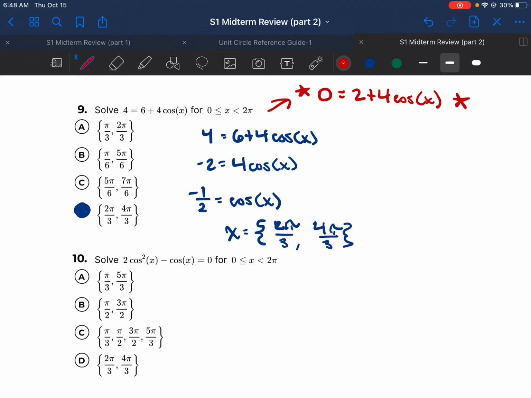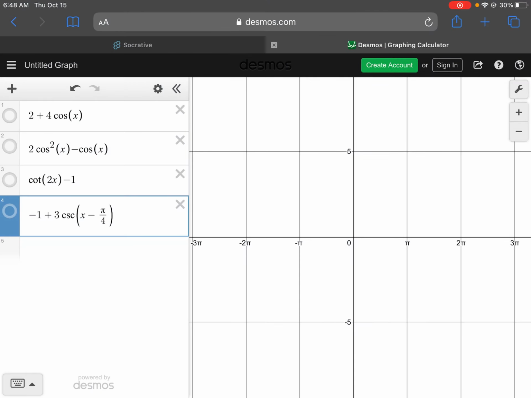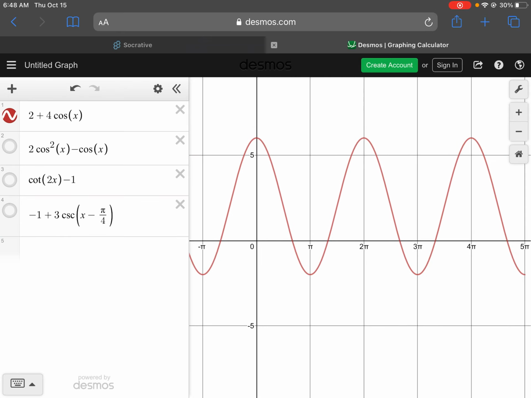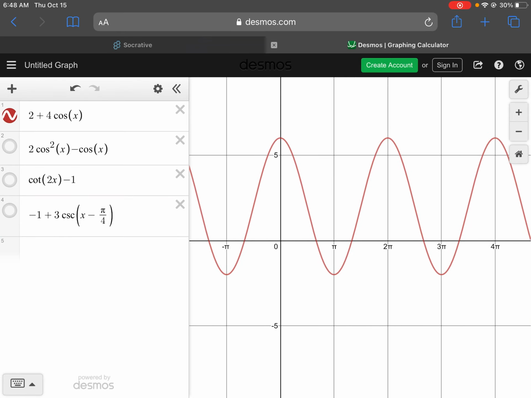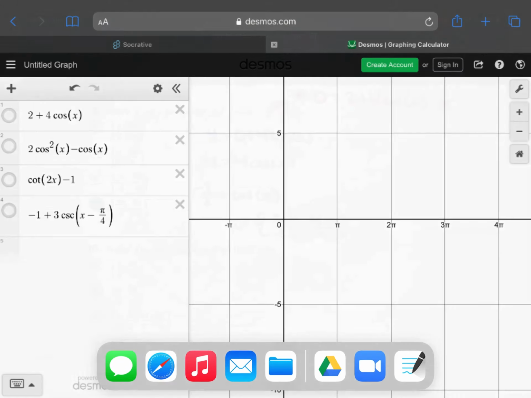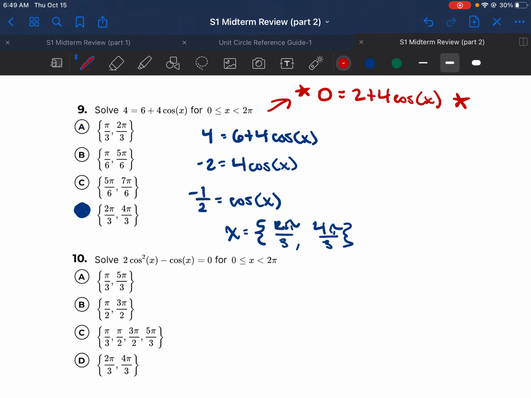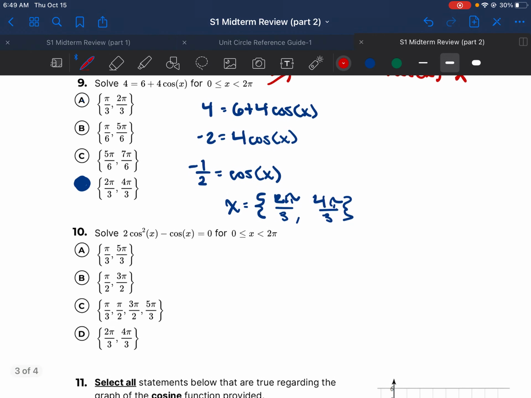And if I go and check this with Desmos, so plug in 2 plus 4 cosine of x, notice that between 0 and 2 pi, any point where the curve crosses through the x-axis would be a solution. We have a solution at 2 pi over 3, and we have a solution at 4 pi over 3, which is what we saw when we did the work by hand. So again, for Desmos, you need to make sure one side of your equation is equal to 0, then you look to see where the curve passes through the x-axis.